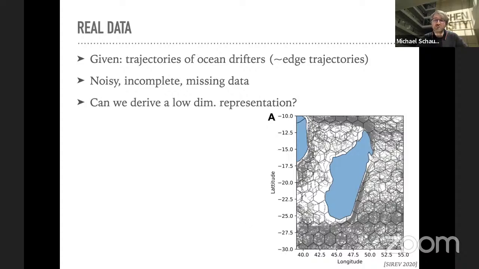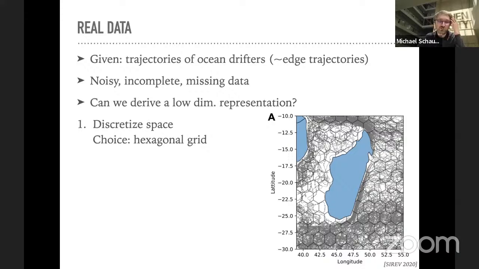So this is Madagascar, which you all realized, of course, and so now you have all these trajectories. Here are buoys that arrive in Madagascar from the east, and they either go south around the island or they go north. And so we were wondering, okay, can we find a low dimensional representation of this and sort of classify this trajectory somehow maybe?